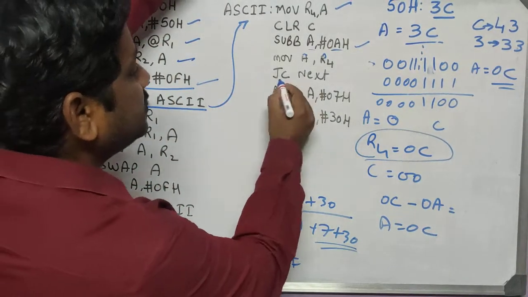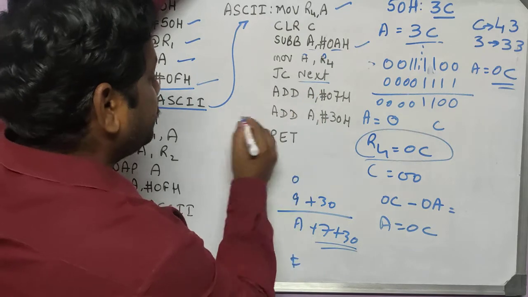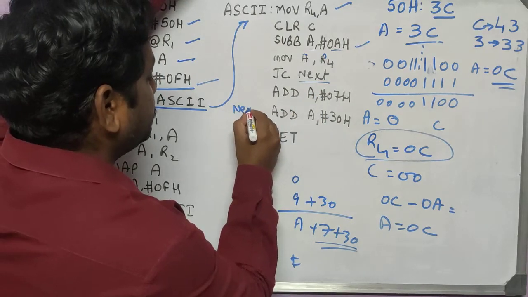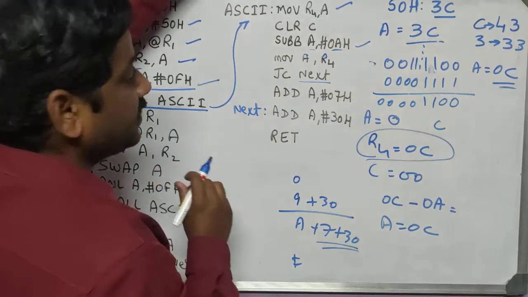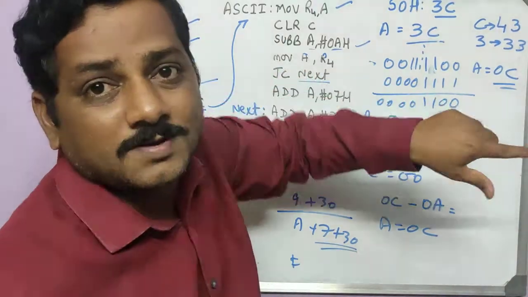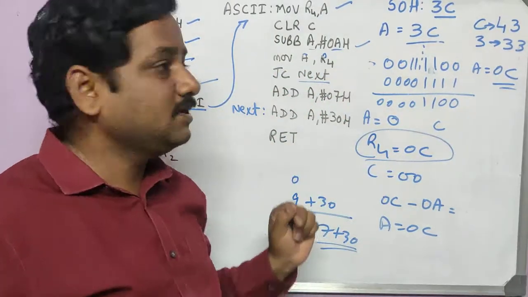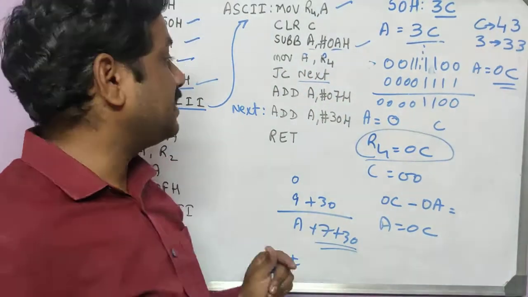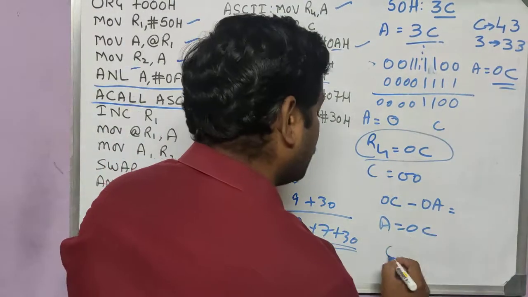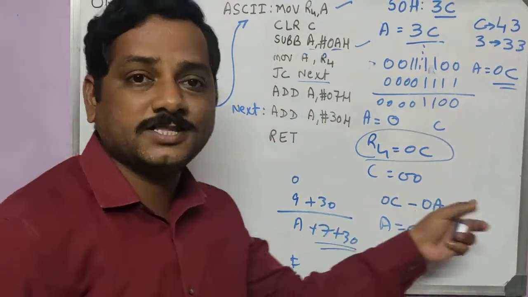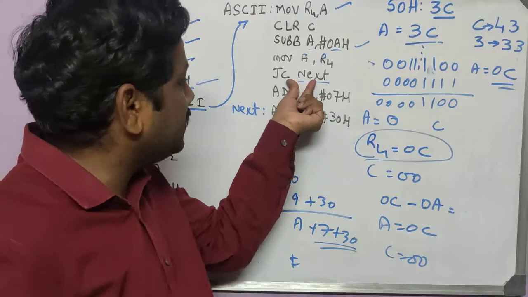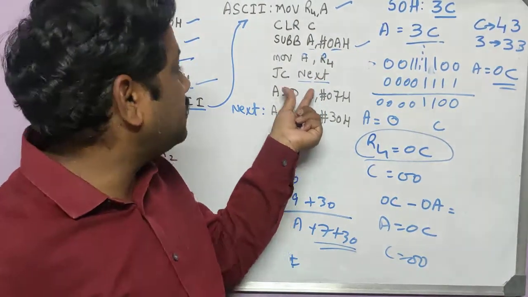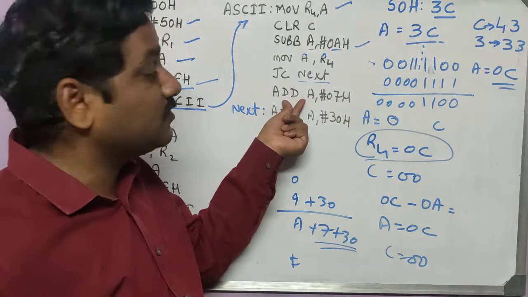If there is a carry, jump to NEXT. NEXT has to be written here. It is missing, I'll write it here. It means I'm just skipping this 7; I'm not adding this 7 to accumulator if there is a carry. But now we don't have a carry. Here the carry flag was 0, because this is greater than A. So if there is no carry, it will come to the next line.